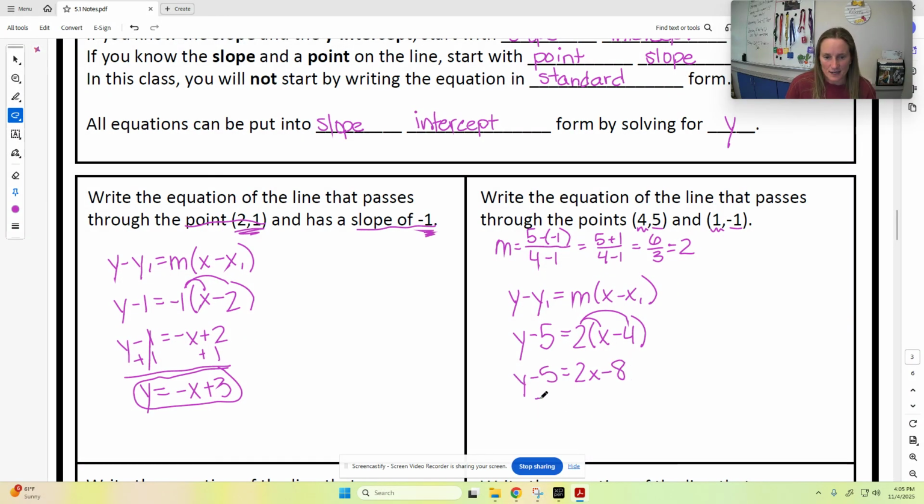You need to move the 5 by adding it to both sides. These cancel out. And y is equal to 2x minus 3, which is my slope-intercept form, and that is the exact same equation that you'll find on the notes key when I use the other point.